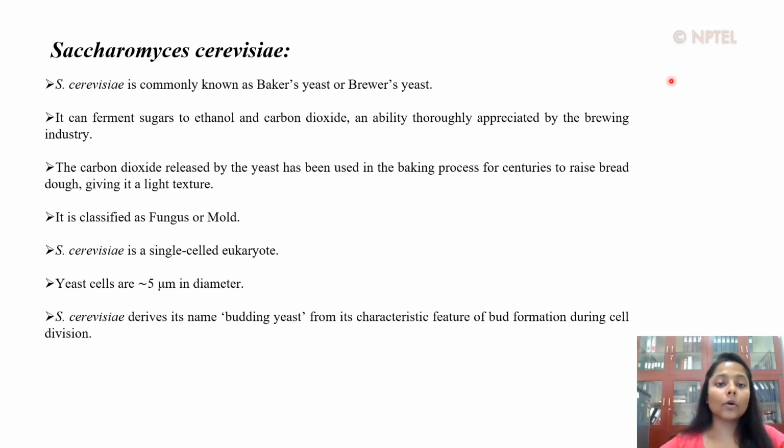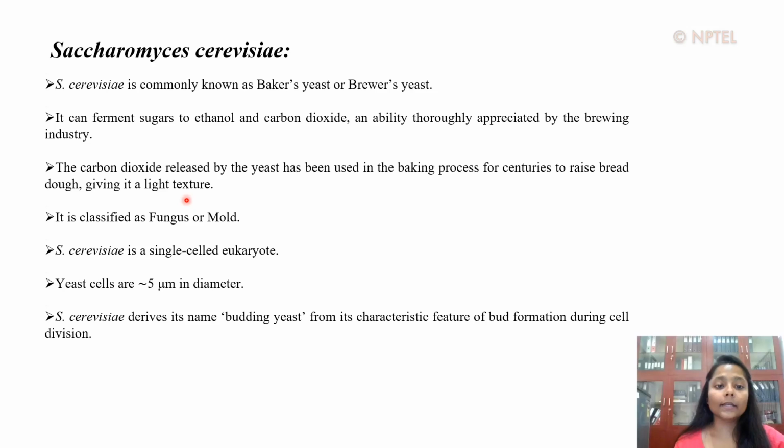Saccharomyces cerevisiae is commonly known as baker's yeast or brewer's yeast. In fact, the scientific term cerevisiae is also derived from an old-world terminology for beer. It can ferment sugars to ethanol and carbon dioxide, an ability thoroughly appreciated by the brewing industry. The carbon dioxide released by the yeast has been used in the baking process for centuries to raise bread dough, giving it a light texture.